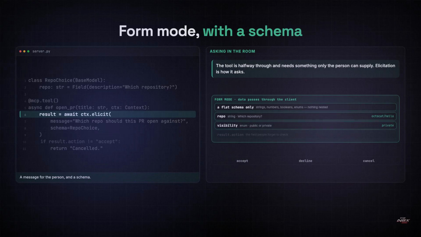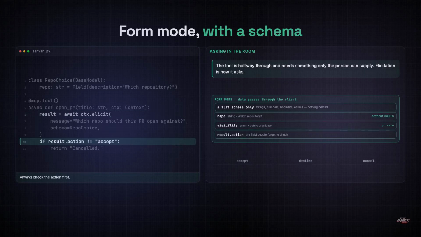A string field with a title and a description becomes a labeled text input. An enum becomes a picker, which means the person can't mistype the answer. And what elicit returns carries an action, which is the field people forget to check.